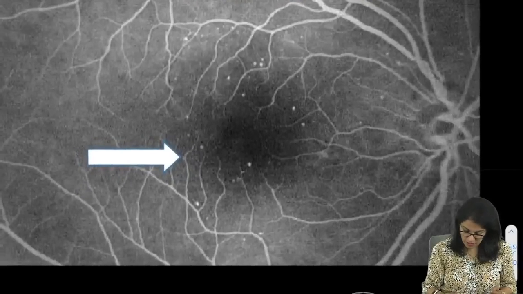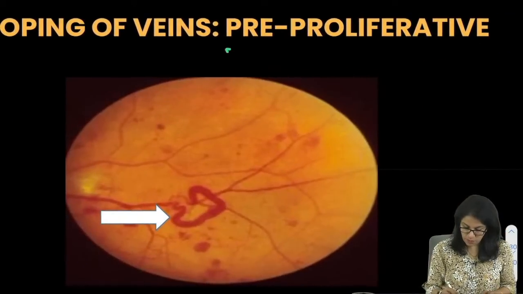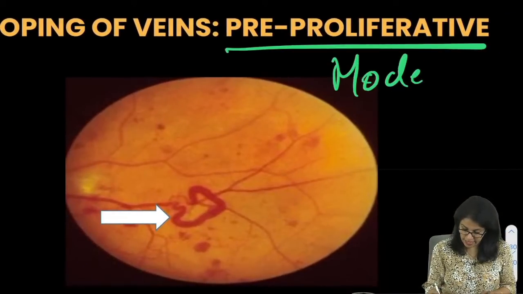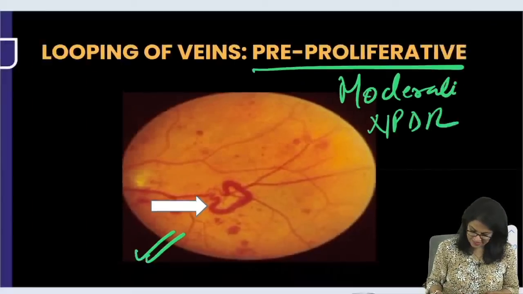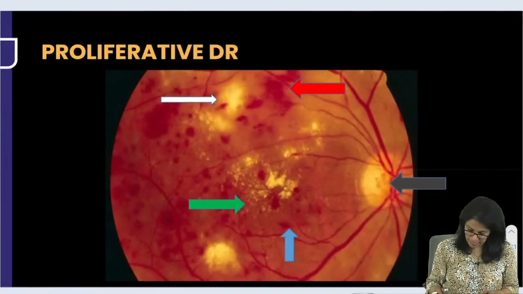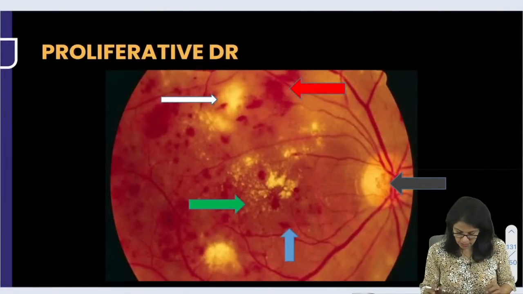Again the same microaneurysms. This is looping. Looping means pre-proliferative, or you can say moderate NPDR. When there is looping of the veins, this is moderate NPDR. And now, Roy, this is proliferative. Why? See, all the things you can recognize here.